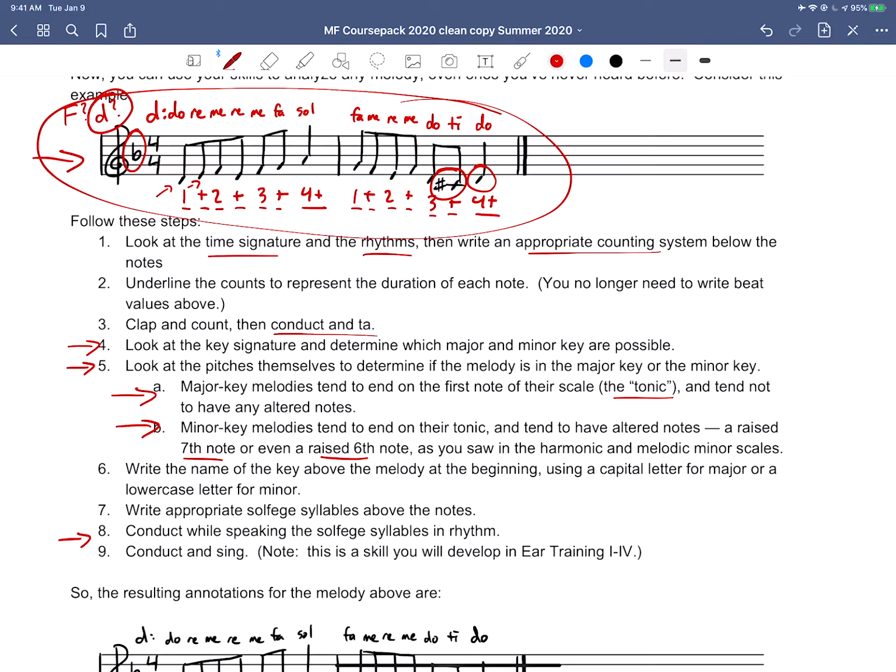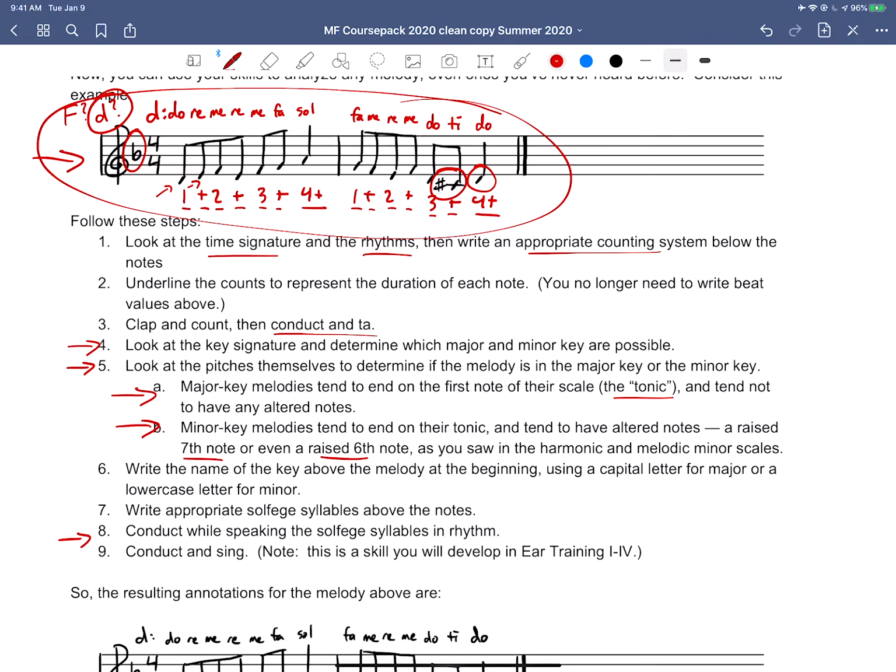I'll give you a count-in of one measure. 1, 2, 3, 4. Do, re, me, fa, sol. Fa, me, re, do, ti, do. So all syllables spoken in rhythm.